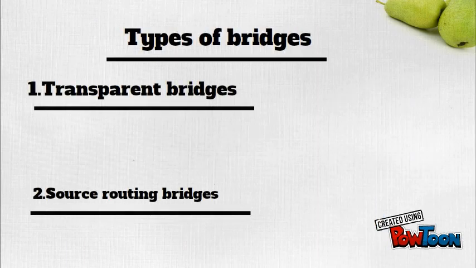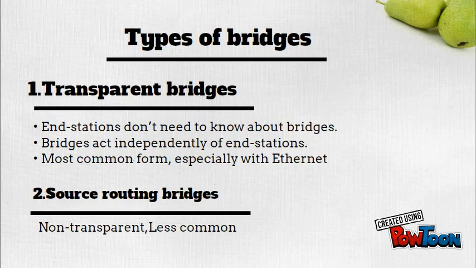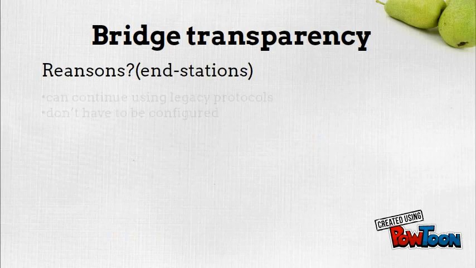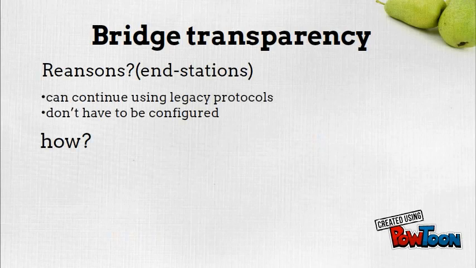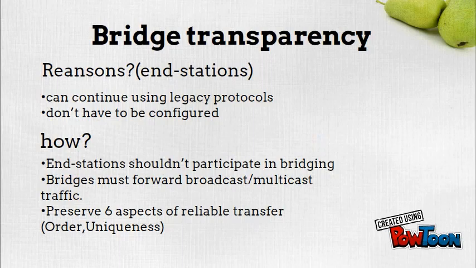There are two types of bridge. The first one is the transparent bridge. The end station doesn't need to know about the bridge, and the bridge acts independently of the end station, which is more common. And the second one is the source routing bridge, which is not transparent and less common. The reasons why bridges need to be transparent are that end stations can continue using legacy protocols and don't have to be configured.